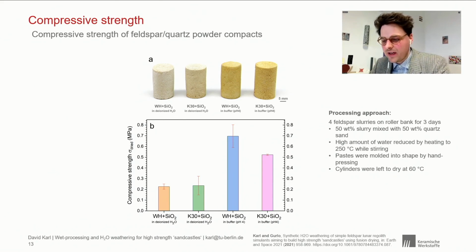If we now go to processing using leached solutions, here you see powder compacts from 4 feldspar slurries that were aged on a roller bank for 3 days, with 50% of these feldspar slurry mixed with 50% quartz sand.